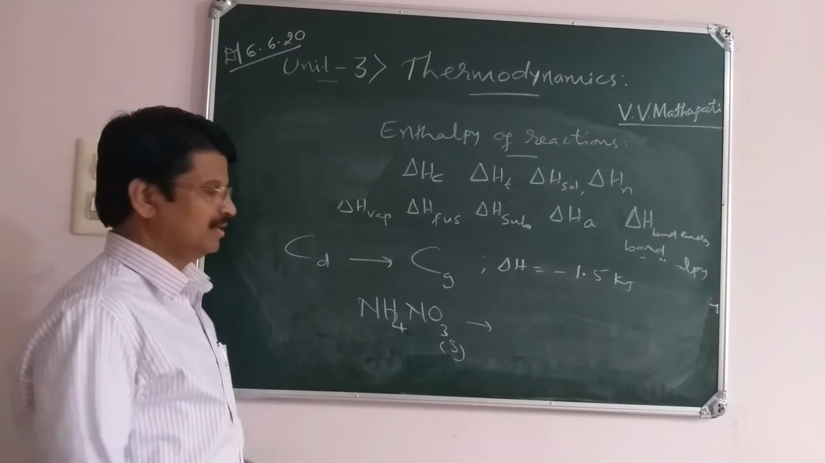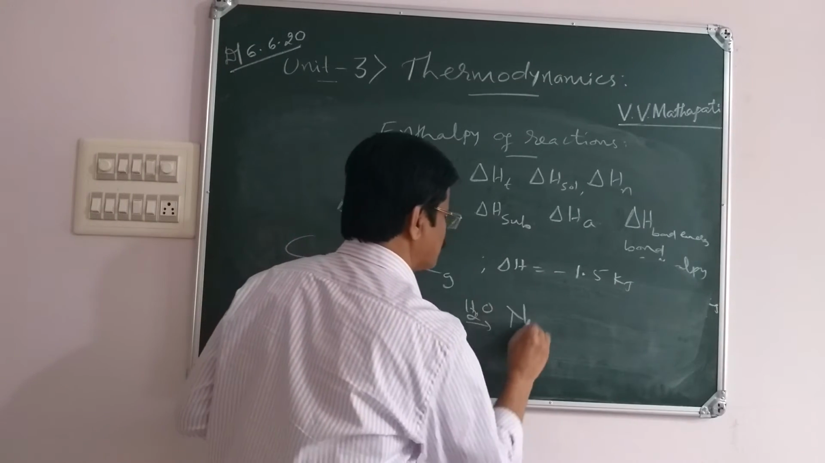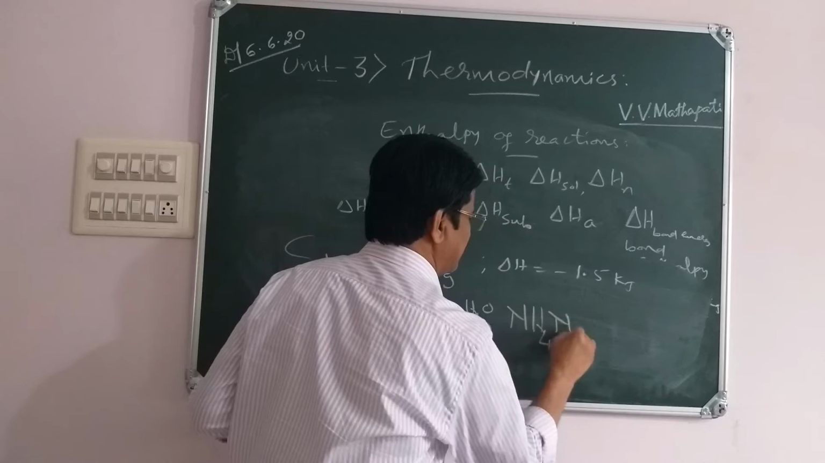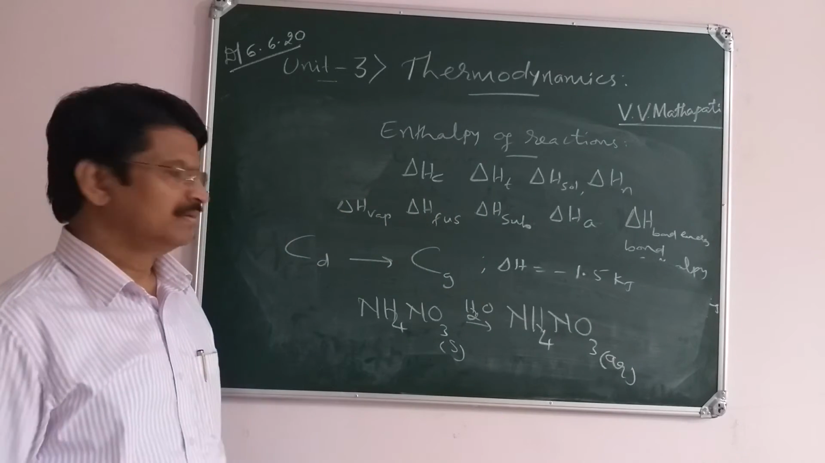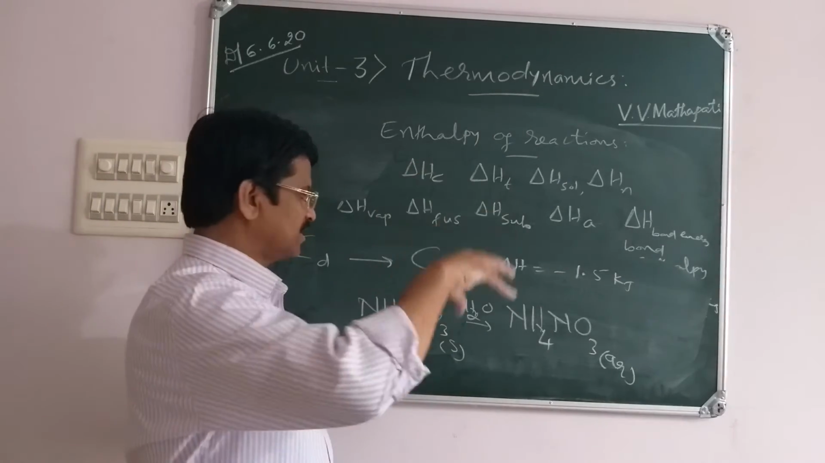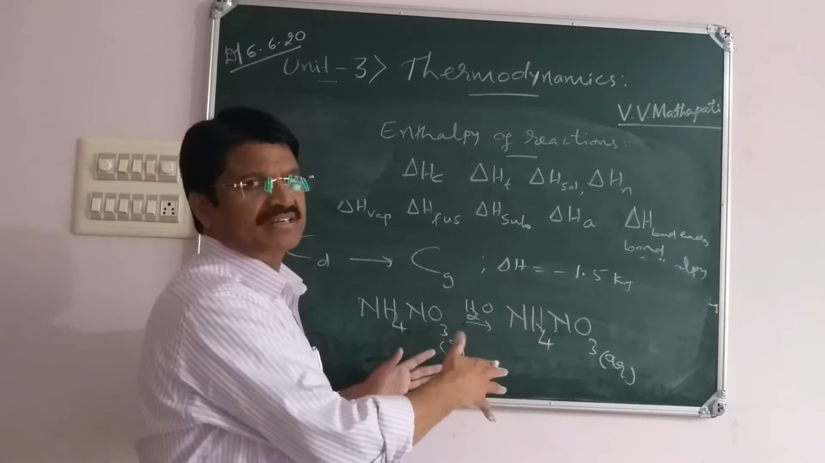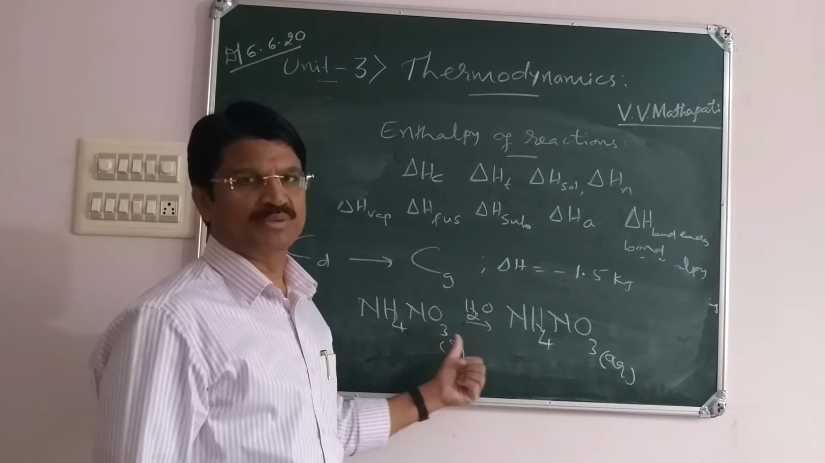Then in solution, yes, ammonium nitrate salt, 1 mole of ammonium nitrate dissolved in water. Now it gives ammonium nitrate in aqueous solution. 1 mole of a salt or 1 mole of a substance dissolved in excess of water, such that on further dilution that enthalpy remains the same. That is called enthalpy of solution.